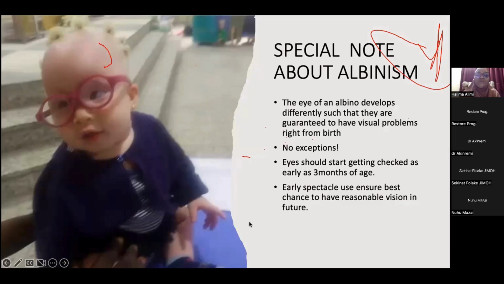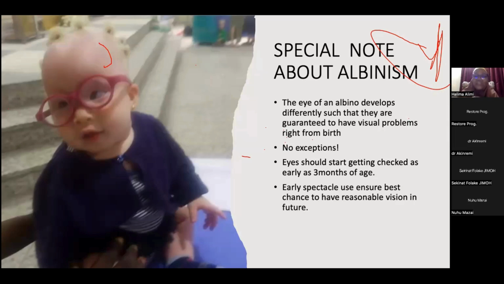I want to make a special note about albinism. Children who are born with albinism. Albinism is a situation where a person lacks the melanin pigment that gives our skin and eyes and hair the darkness. And so this is an illustration of a baby. They have completely different development in their eyes. So right from the womb, the child who genetically has albinism, the eyes develop differently, such that they are guaranteed to have visual problems from the structural differences they have. There are no exceptions. Every single child with albinism has visual difficulties, and therefore they need to have their eyes checked absolutely early in life.